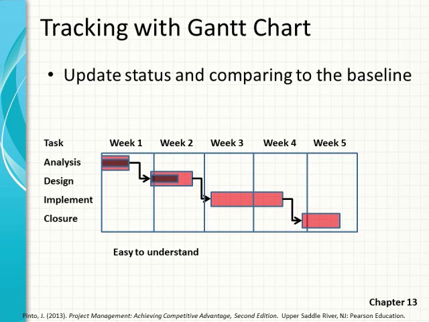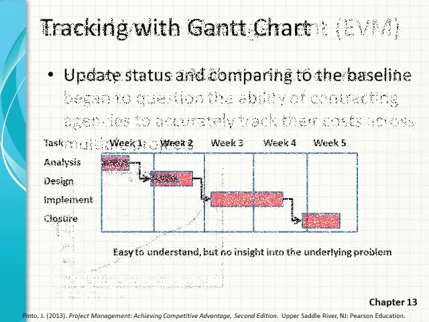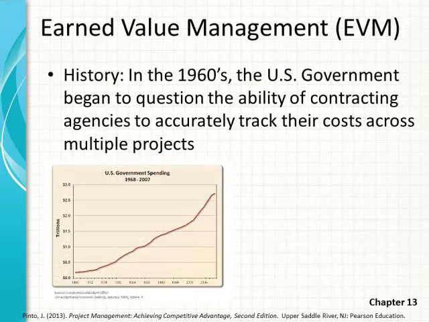Using a Gantt chart in this way is easy to understand. But if we are slipping and it's taking us longer to complete activities, it gives us no real insight into any of the underlying problems. Chapter 13 has another topic in it, earned value management, and that is a course unto itself, so we're only going to touch on some of the highlights.